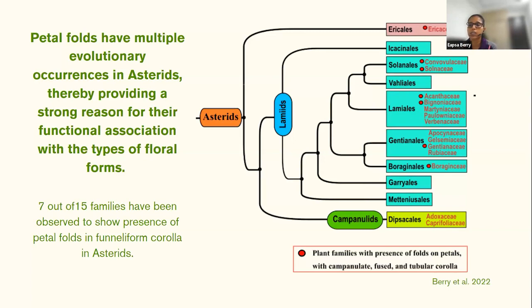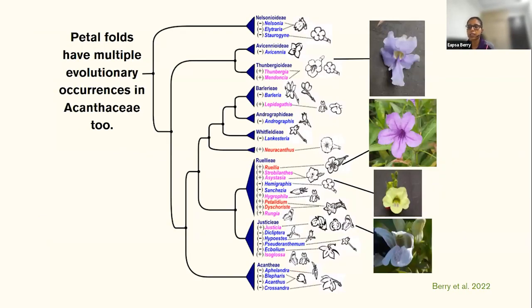the families in these orders, and we found that there are multiple genera that show multiple occurrences on this evolutionary tree, which suggests that there is a functional association of these folds with types of floral forms. Similarly, we see this in Acanthaceae, where there are multiple genera that show petal folds, including our species of study, Ruellia.